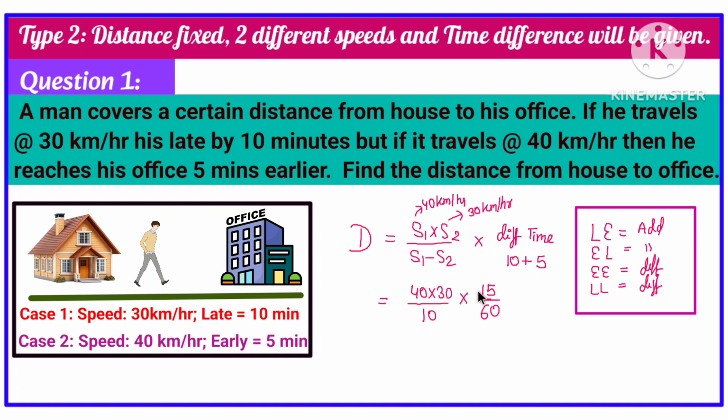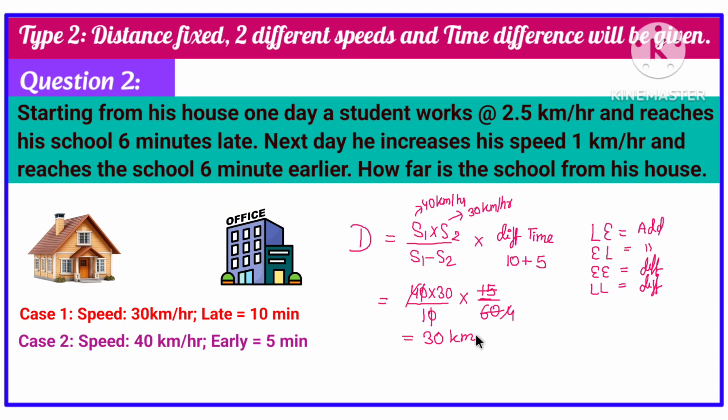So if we convert this minute into hour, you need to divide it by 60. Now let us find our answer. 15 4s are 60. Here 0 and 0 you can cancel, 4 and 4 you can cancel, so we are left with 30. So 30 km will be our final answer.